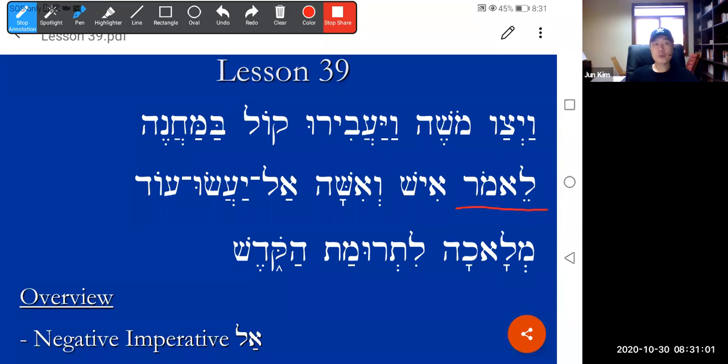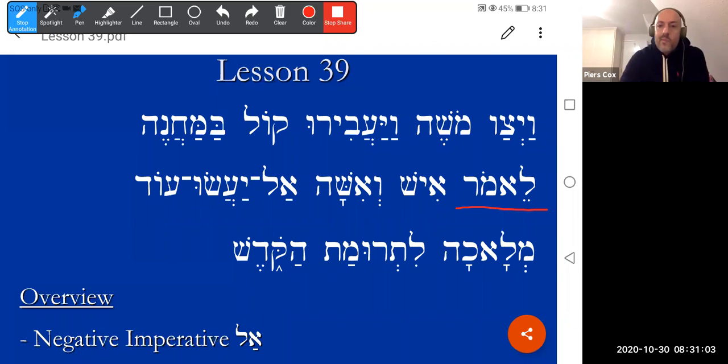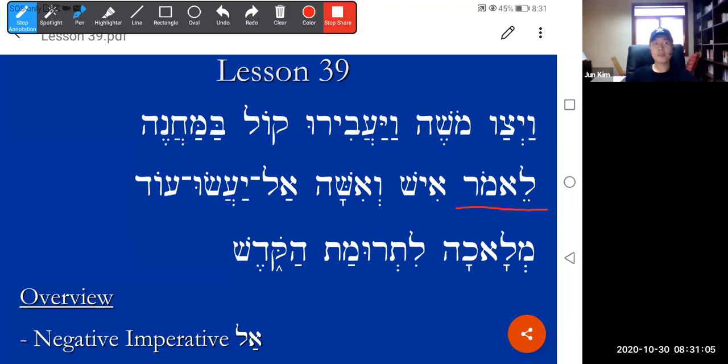When it comes to the translation of lemor, you can put it in either way. As we said, to say or saying, okay? It sometimes indicates the idea that it's referring to the following words. Someone is speaking to someone, the following words. So that's it. Let's continue.